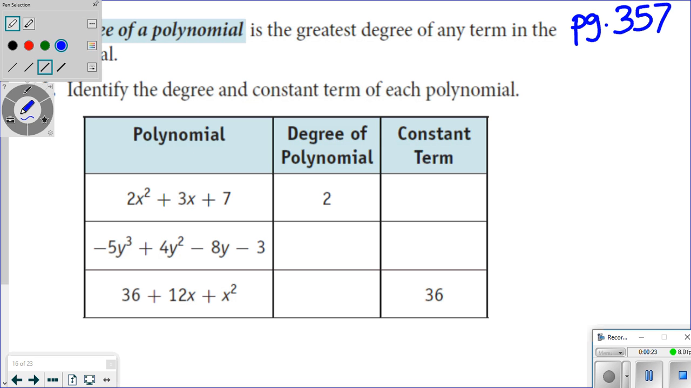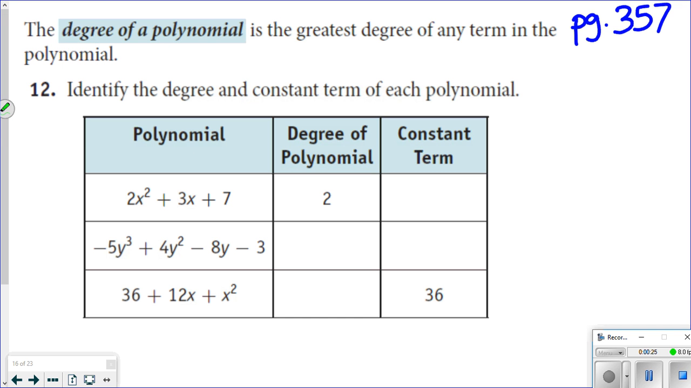So the degree of a polynomial is the greatest degree of any term in the polynomial. And remember, the degree is the exponent on a variable.